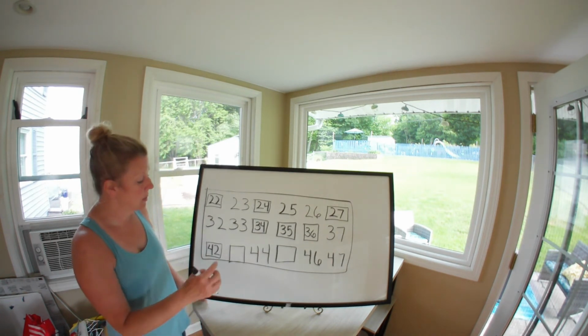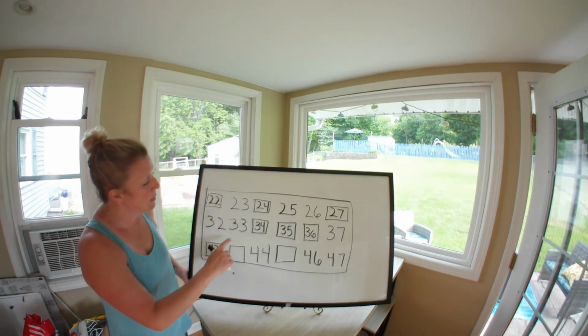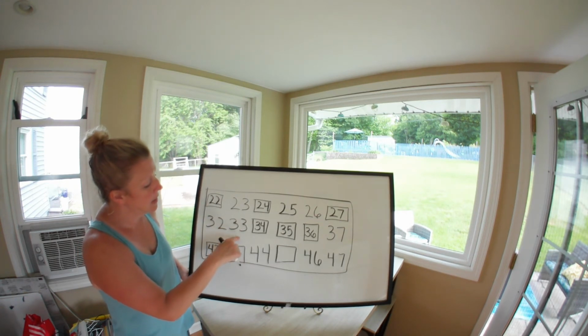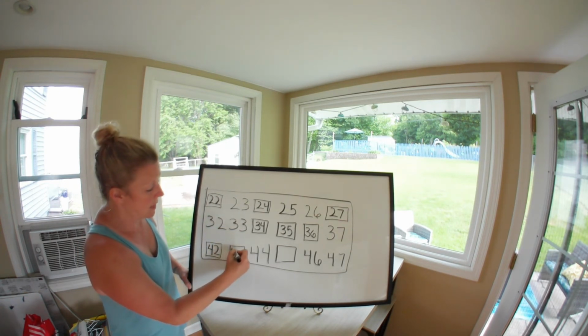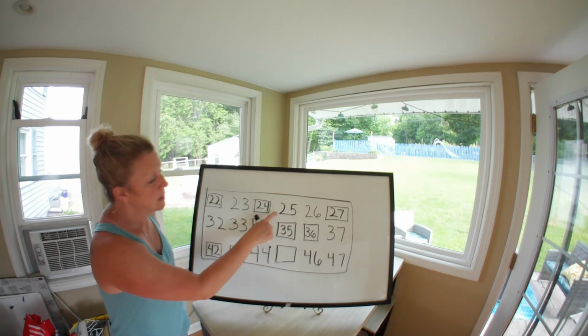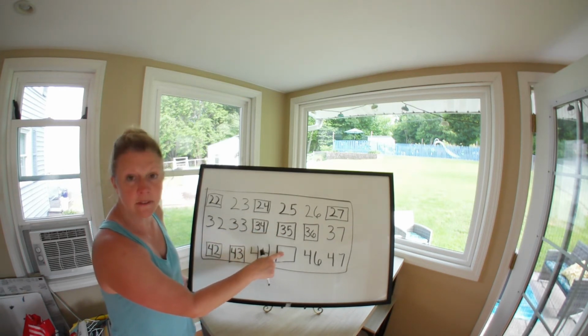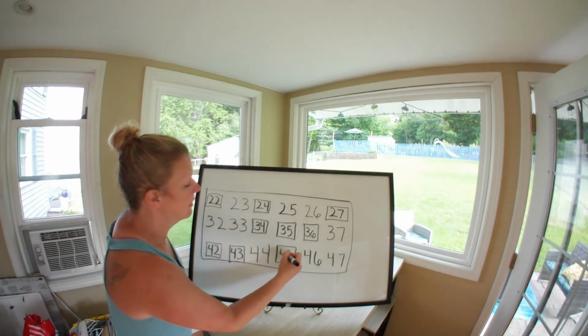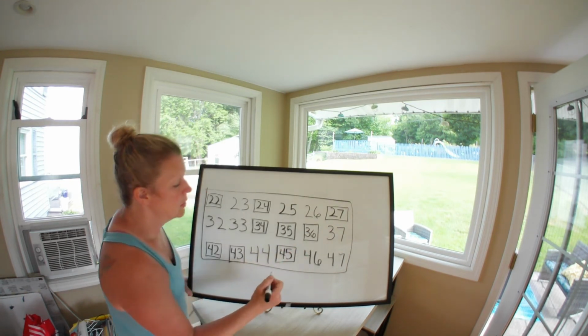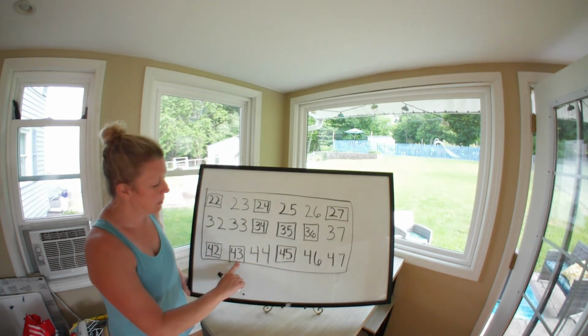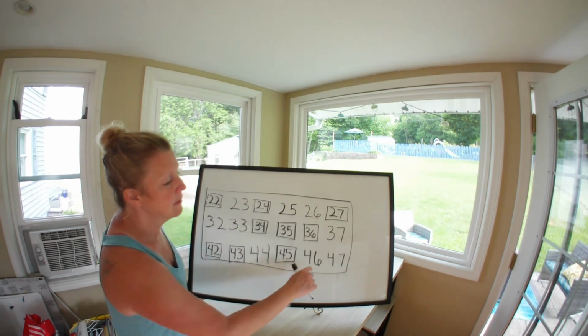Now, it just leaves us with 2 blanks. So now let's look at it going down. 23, 33, right? 43. And then the last one, 25, 35, 45. That's awesome. So now let's check the bottom. 42, 43, 44, 45, 46, 47.